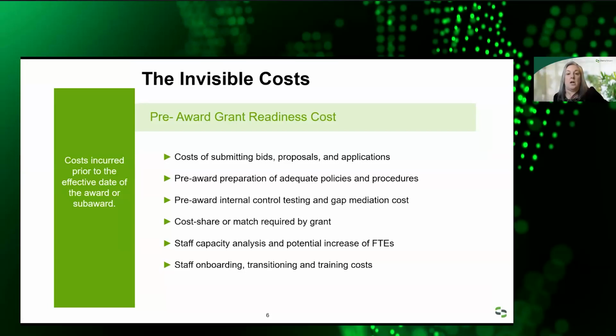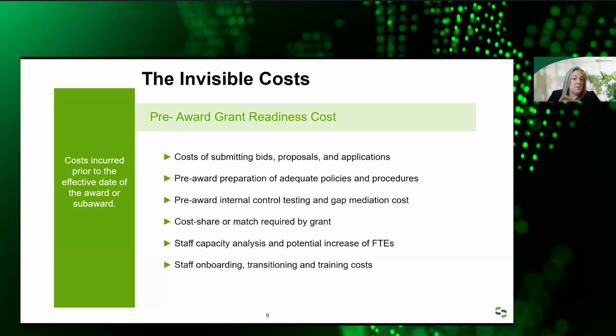So the invisible costs for pre-award readiness. These are costs that we haven't incurred yet because we haven't got the award, and maybe we haven't even thought about them, much more than "I think I want to apply for this award. I think we want this." What are the costs that we normally don't see that we are definitely going to, or may, incur as we're doing this? So the first one is costs of submitting bids, proposals, and applications.